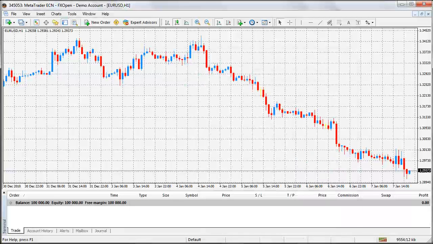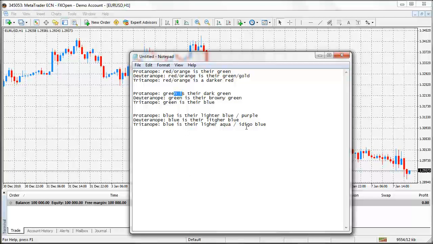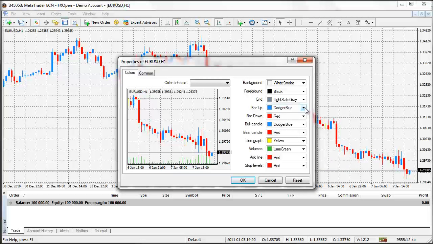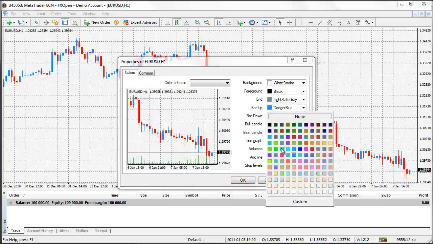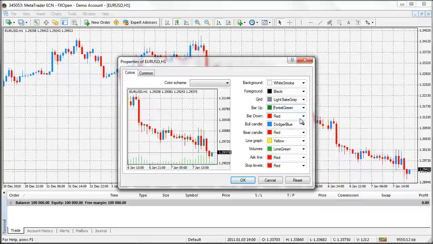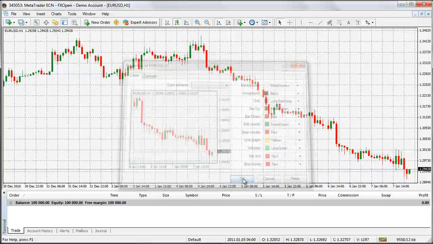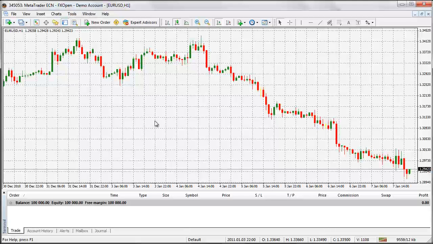What I would do, because blue comes out a different color, is actually use green as the blue. So let's go back, bar up, and let's use a green. I believe forest green should be okay. Okay, there we go. I really hope that this color is okay for everybody. Alright, let's move on to the different time frames that we can use.